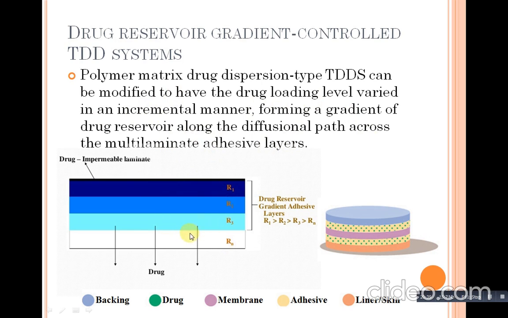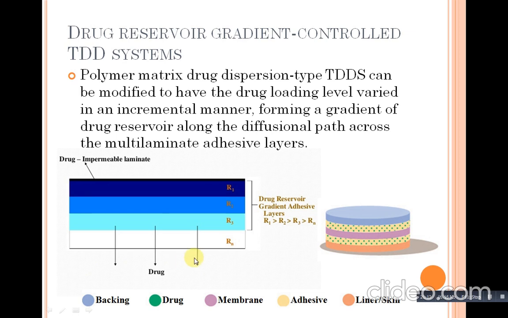So the concentration of drug is varied. The first layer R1 contains the highest concentration of drug, then R2 has somewhat less concentration, R3 has less concentration than R2, and R4 has less concentration than R3. What happens actually is that R4 is directly in contact with the skin, so the drug present in the R4 layer will diffuse into the skin.